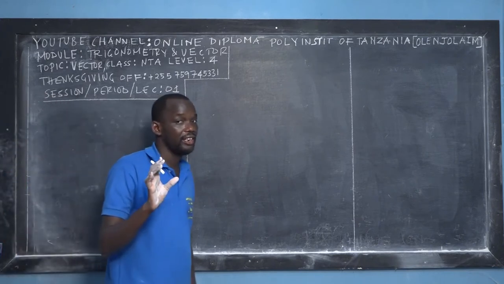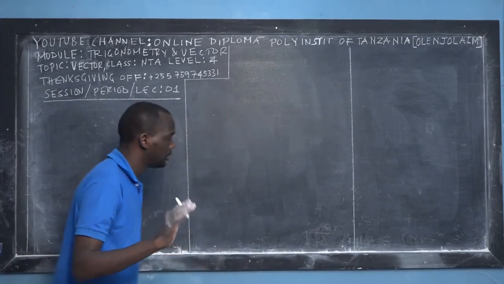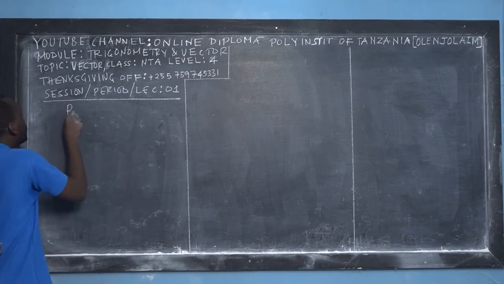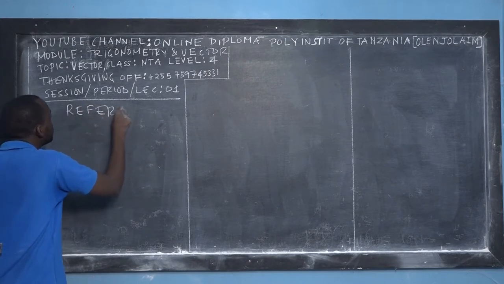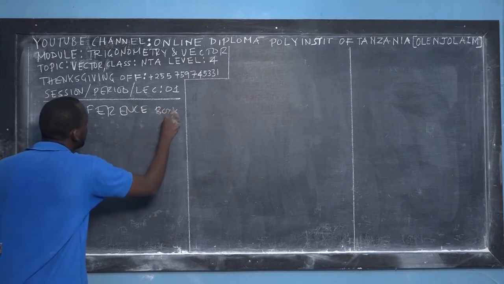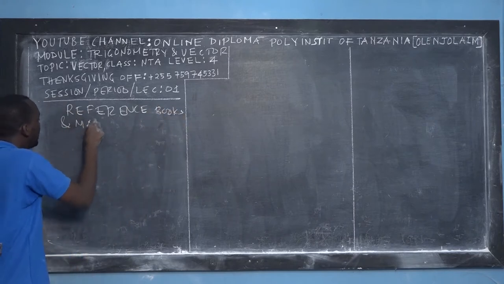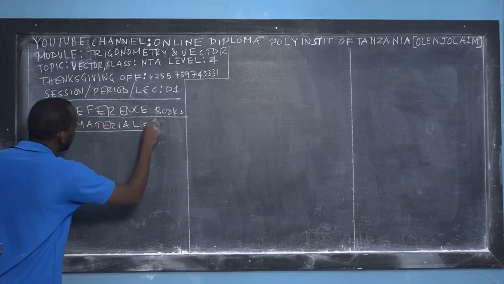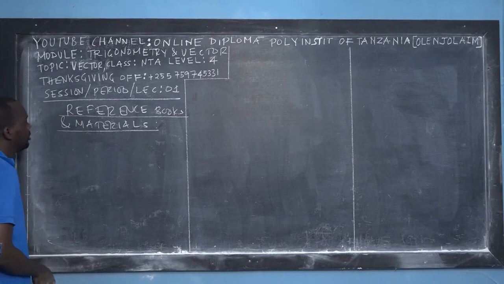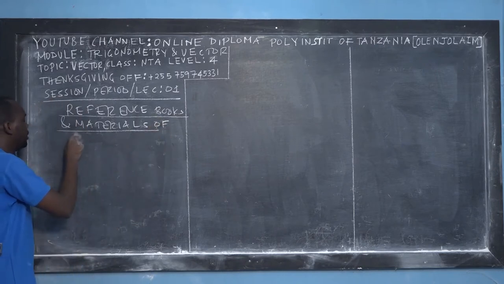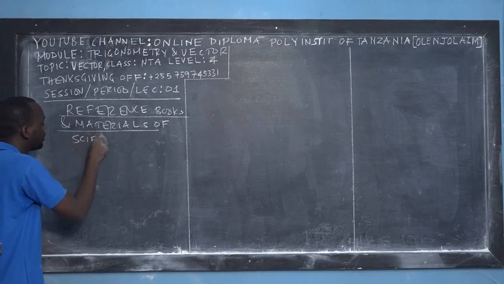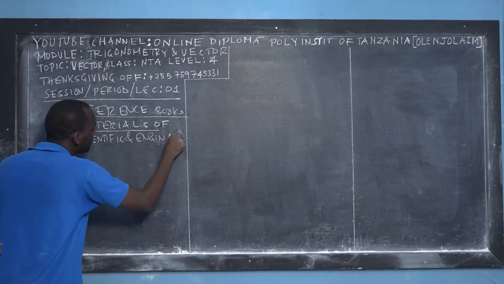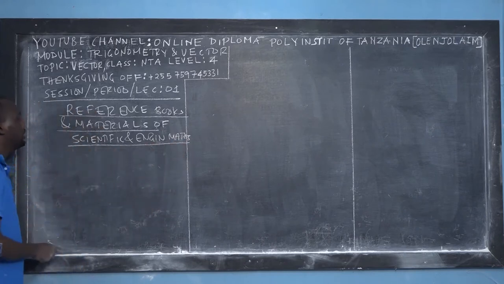Okay, so in session one, or period or lecture one, I would like to introduce three important things for this topic. The first important thing, which is for the entire module of your institution, is a list of reference books and materials you need to understand the different modules at diploma level, including vector. So, reference books and materials of engineering mathematics. You may use these materials and books, keep them.